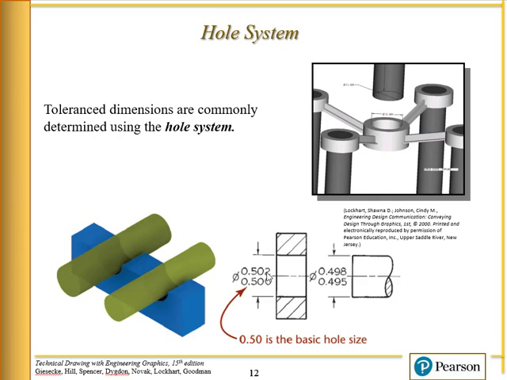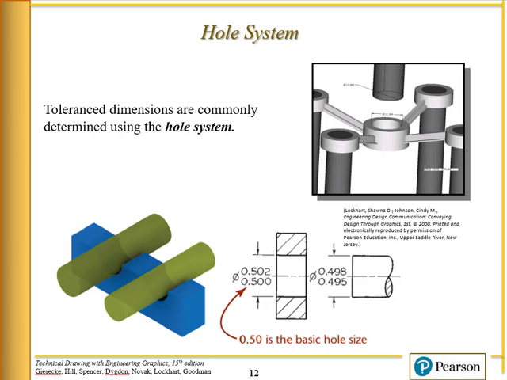hole, the nominal or the smallest hole, is the nominal size. So in this case, the nominal size is a 1/2 inch, so therefore when we apply the tolerance, it's still a 1/2 inch that is the basic hole size or the smallest hole. The fits are all based on changing the shaft here to fit this hole system.